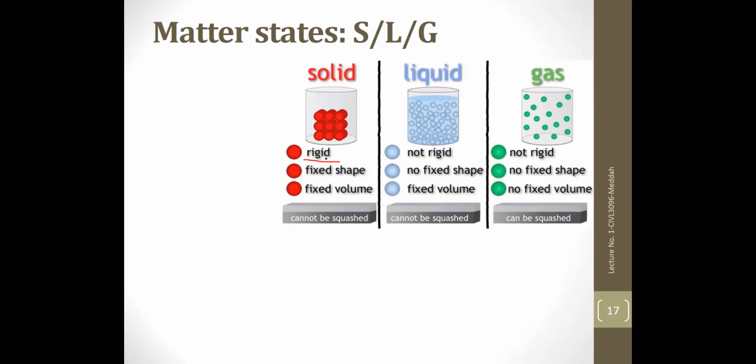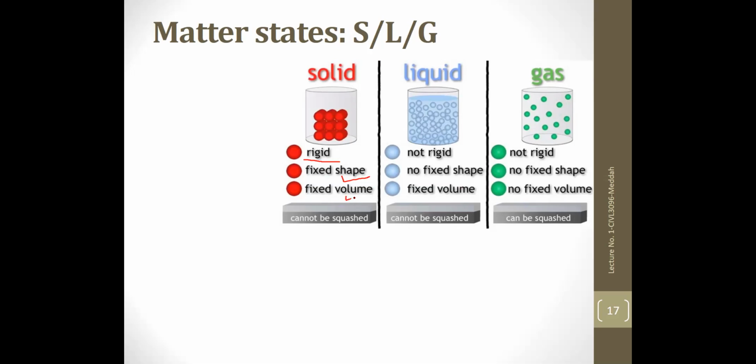Solid state of the material usually is characterized by a rigid property. So it is quite hard and rigid. You cannot squash it, you cannot squeeze it. Also the shape is a fixed shape. If you have a cube or a cylinder or a rectangle or whatever, the shape of solid material is fixed. It does not change, unless of course you apply a force or a stress or whatever.